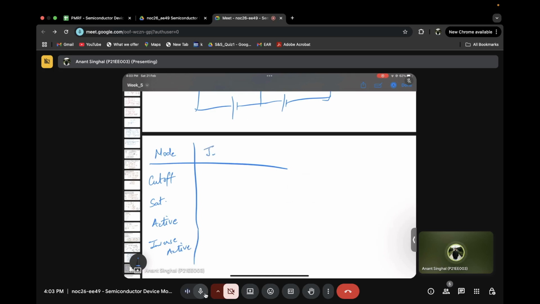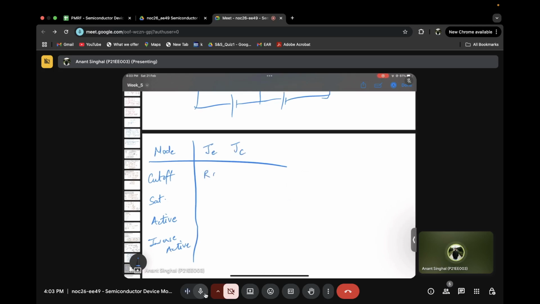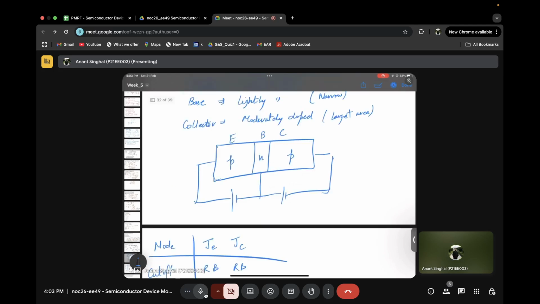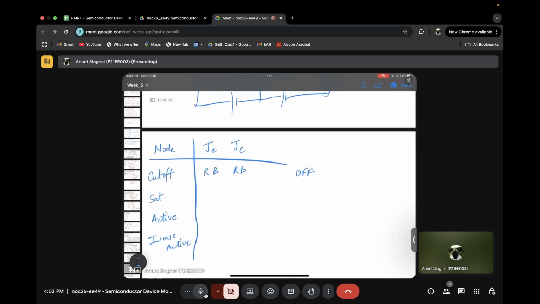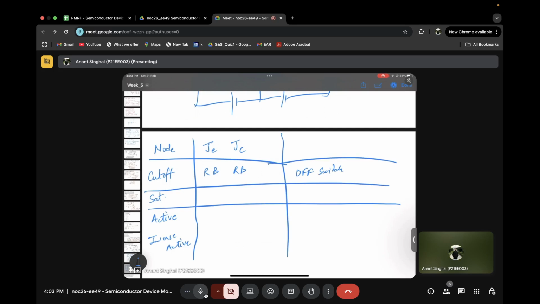In that we have the emitter junction and the collector junction. If both junctions are reverse biased, that means both the diodes are reverse biased, then it acts as a cutoff, that is, an off switch. If both junctions are forward biased, then it acts as an on switch. That means the diode is on.